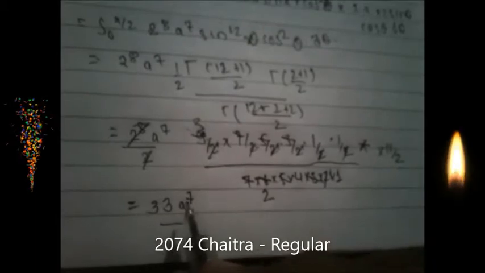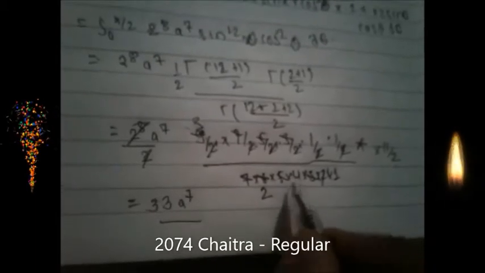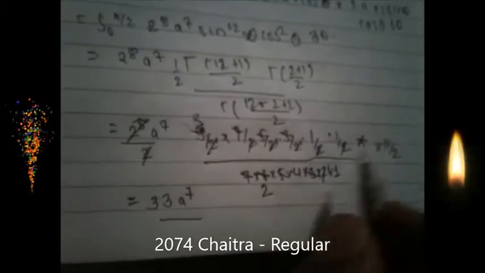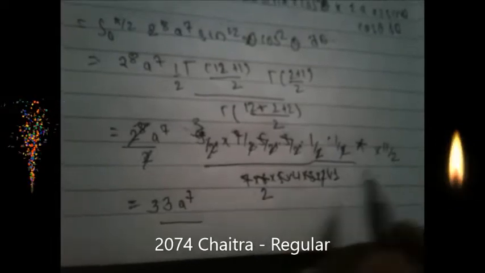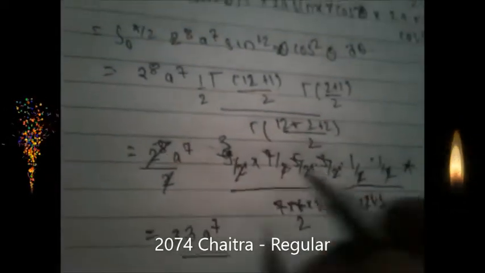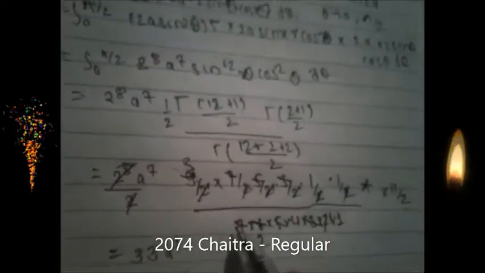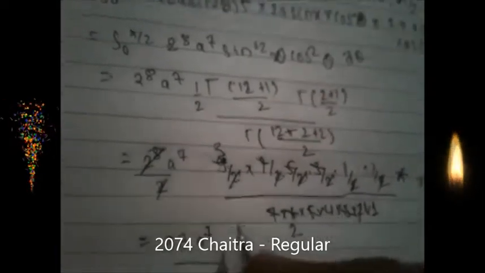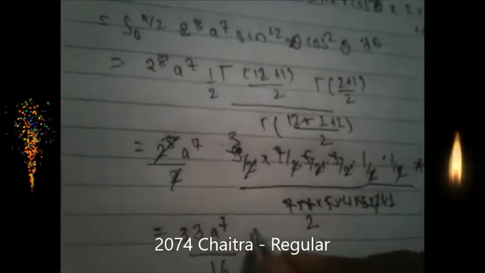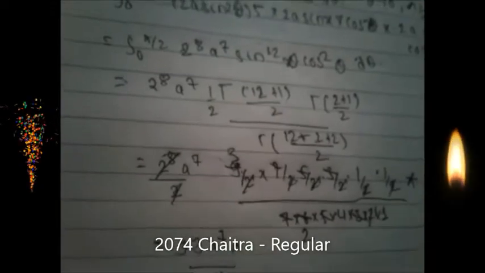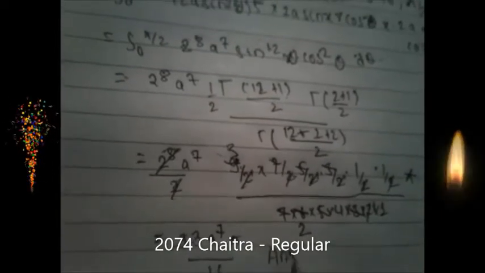So the answer: 4 to the 8 to 8 is 16 into 7. This 7 is cancelled, so 16 by 16, and here pi. This pi is our answer.